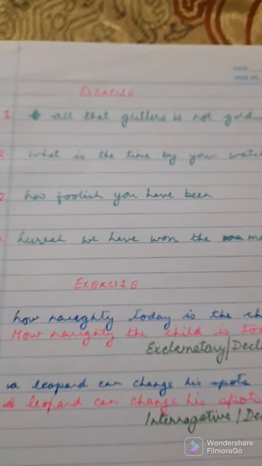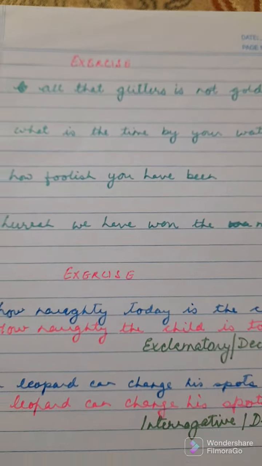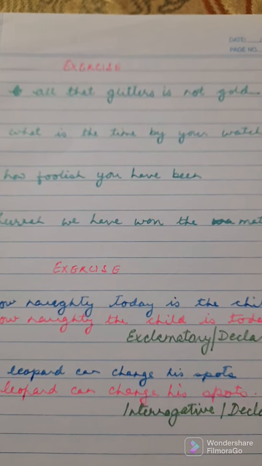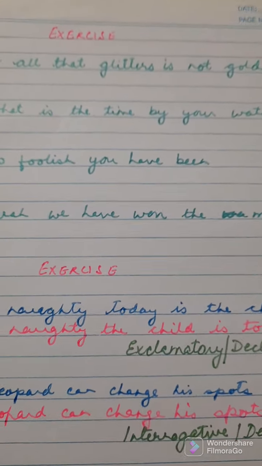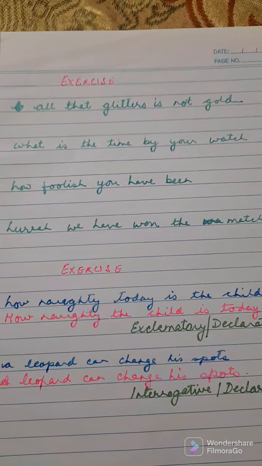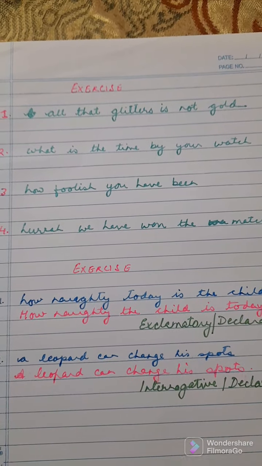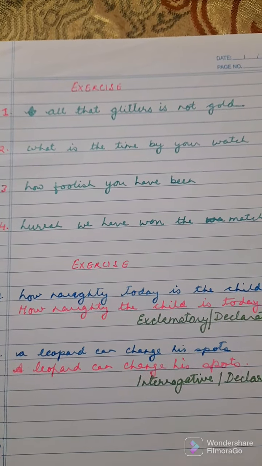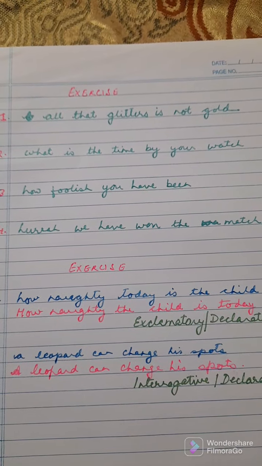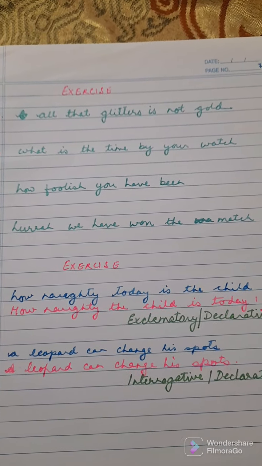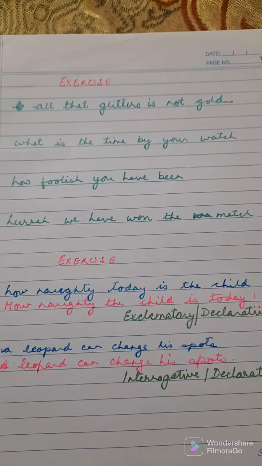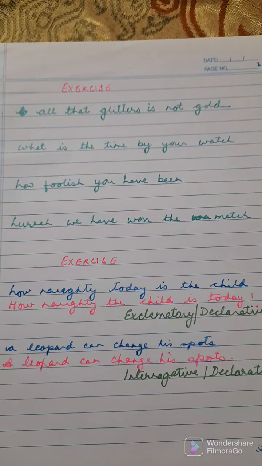For example, if you are given a sentence as "all that glitters is not gold," what will you write here if you are asked to punctuate it? Yes, so we will write A with a capital letter and write the same sentence as it is and put a full stop after gold, because this is just simply stating a fact, so it will be a declarative sentence.